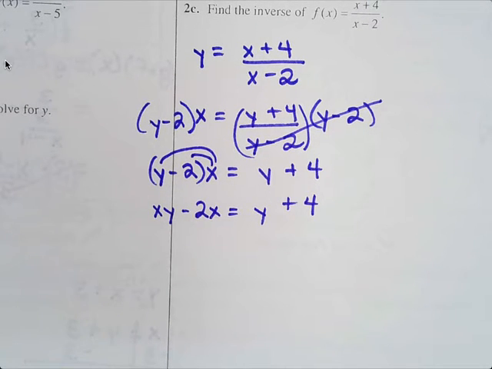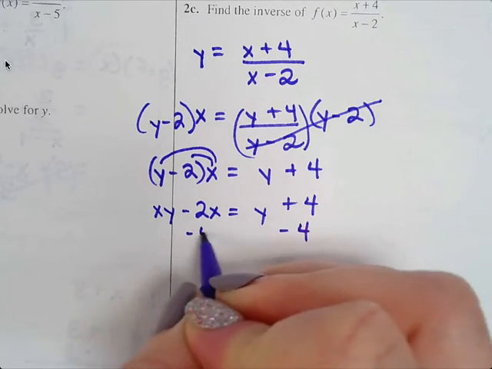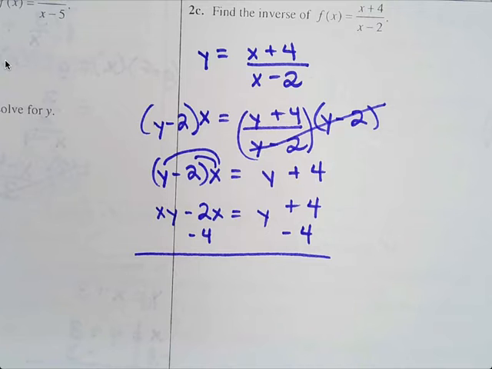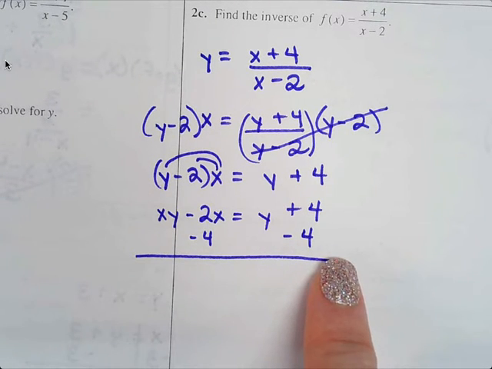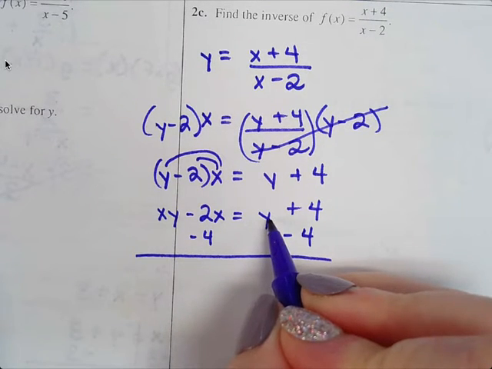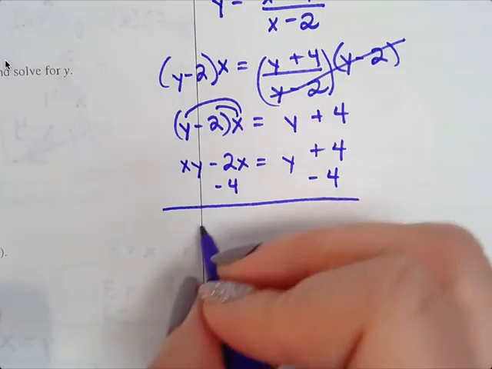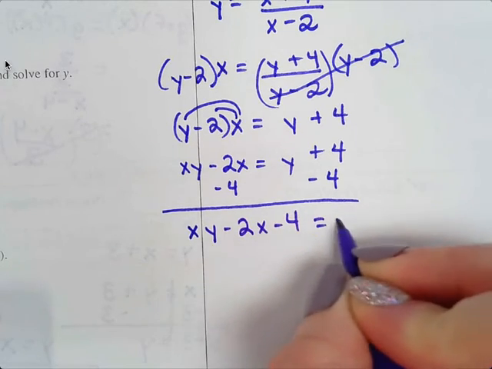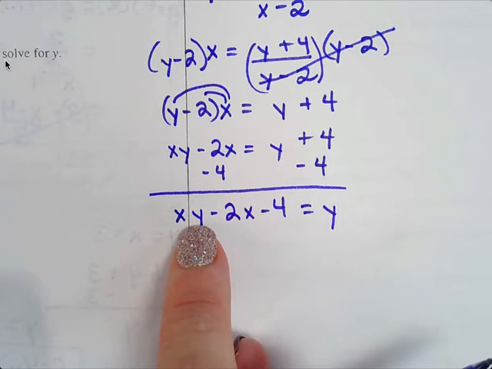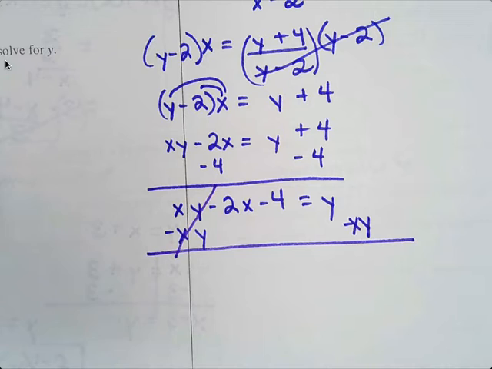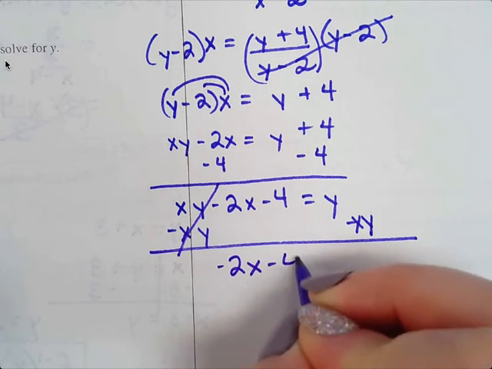Remember, I need to get to say y equals. So I need to move this 4 over to the other side. Minus 4. So then I need to get the y out of there. So now I have xy minus 2x minus 4 equals y. But I still have this y. So I need to subtract the xy on this side. So I get negative 2x minus 4 equals y minus xy.